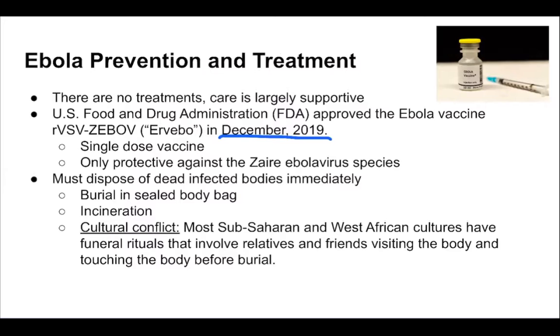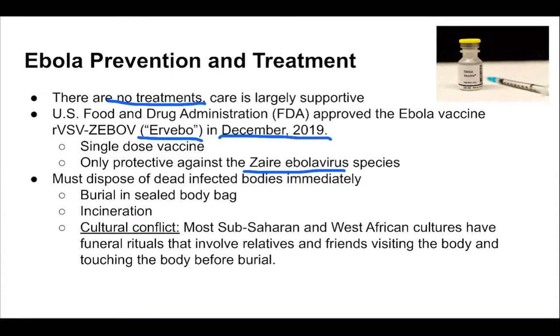In terms of prevention and treatment, there is now, as of December 2019, a vaccine for one species of Ebola. They call it Ervebo, and it's a single-dose vaccine. It's protective against the Zaire Ebola virus species, but unfortunately that's not the only one now causing outbreaks. Still, that's a pretty big development, and it's promising for other vaccines that will hopefully be available. There is unfortunately no treatment.